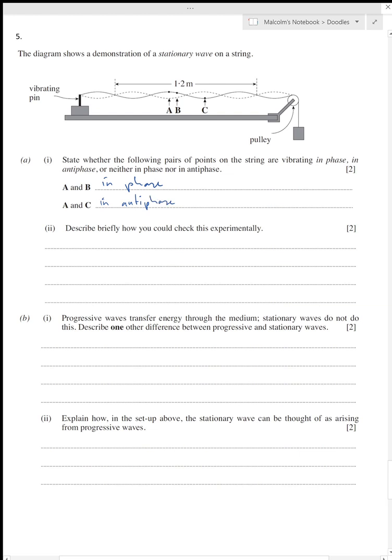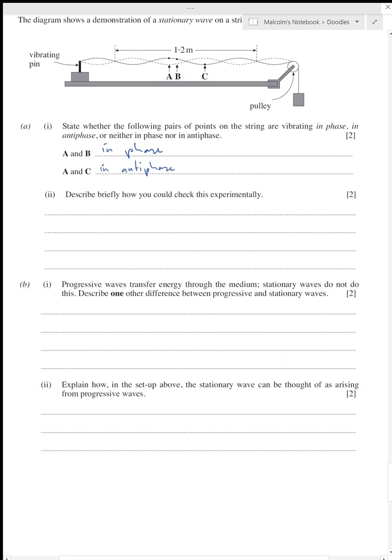How could you check this experimentally? Typically this type of setup is vibrating pretty quickly. It's quite hard to see. So use anything that slows down those vibrations to allow you to visually inspect it. A couple of possible methods: you could use a high-speed camera.